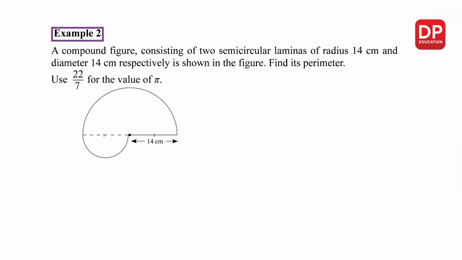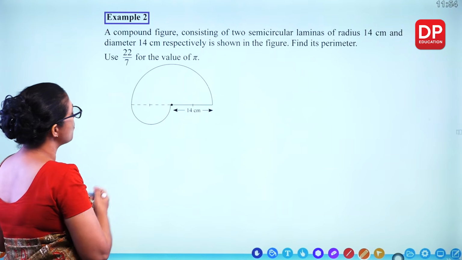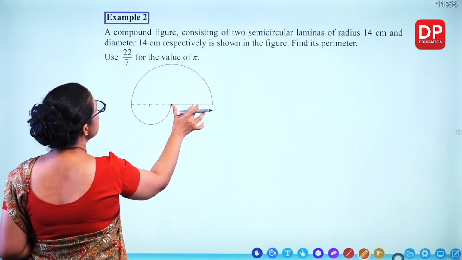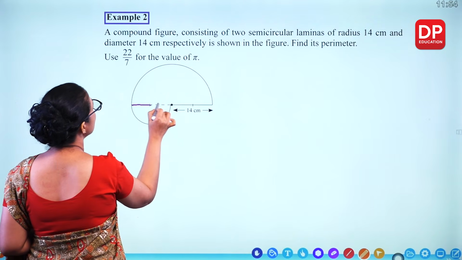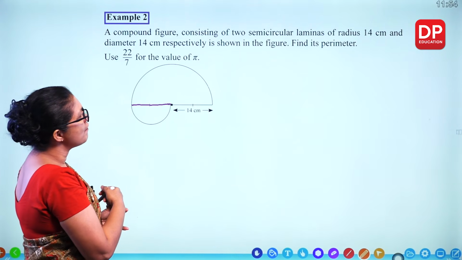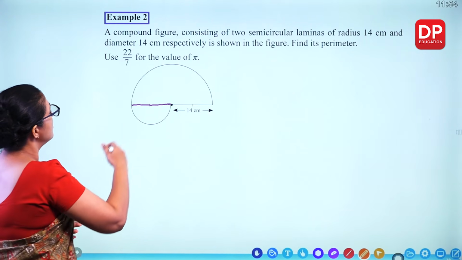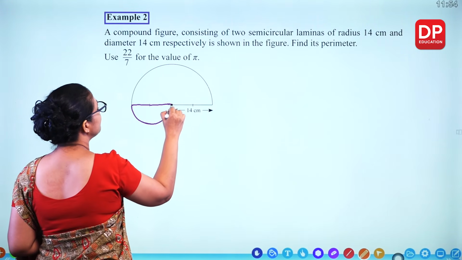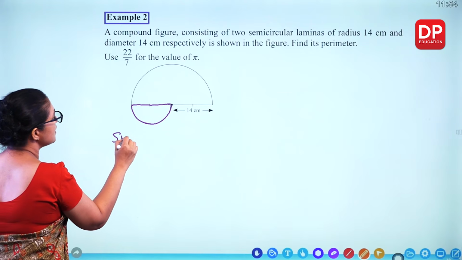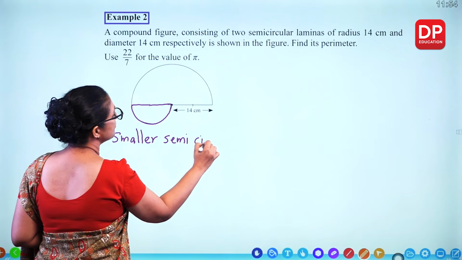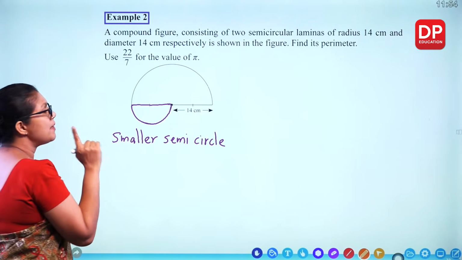Example 2. A compound figure consisting of two semicircular laminas of radius 14 and diameter 14 respectively is shown in the figure. Diameter 14 means this one. Find its perimeter. So for this whole perimeter, first we'll find the smaller semicircle. Diameter is 14.